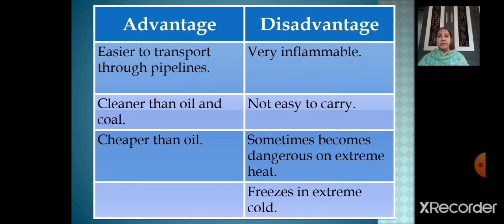Now, before coming to the topic, let's go through the advantages and disadvantages of natural gas first. Advantages of natural gas: it is easier to transport through pipelines and even cleaner than oil and coal, and even cheaper than oil. Now, let's see the disadvantages of this. It is very inflammable. Inflammable means it catches fire very easily and is not easy to carry, and even sometimes becomes dangerous in extreme heat, and it freezes in extreme cold.